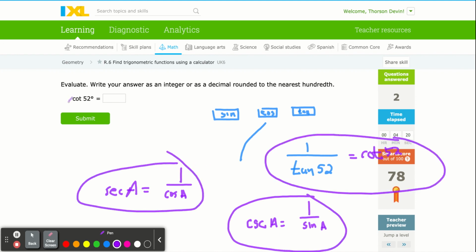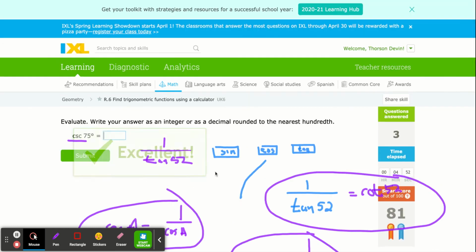And remember, since this is asking for the cotangent of 52, I'm going to do 1 divided by the tangent of 52. And then just watch order of operations. In the calculator I'm using, I can actually type in 1, the divide symbol, and then the tangent, and I'm going to type in 52. So I see 1 divided by tangent of 52. I hit equals, and I get 0.781 something, but just 0.78, since it says to round to the nearest hundredth, and you get your final answer.